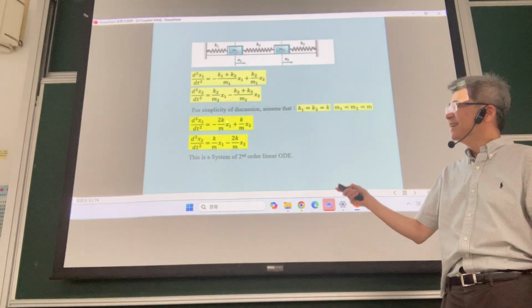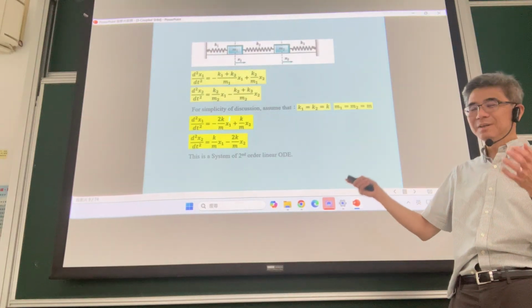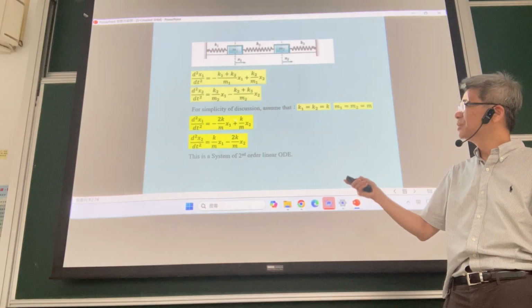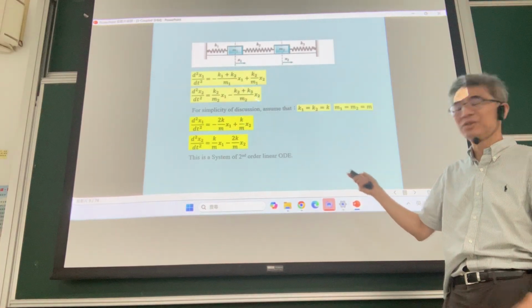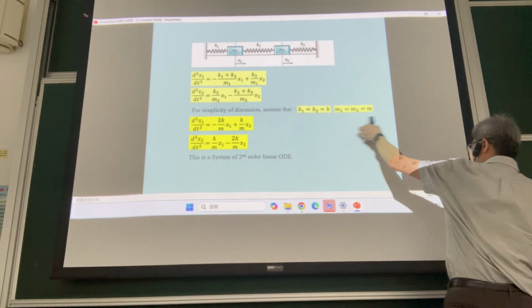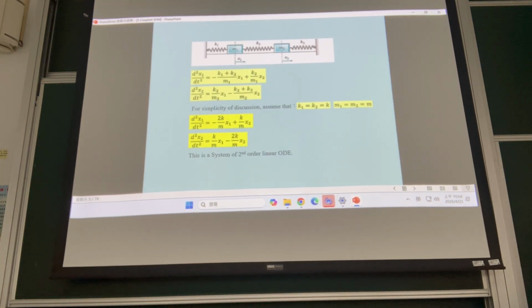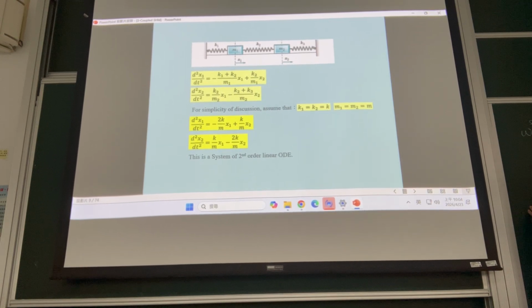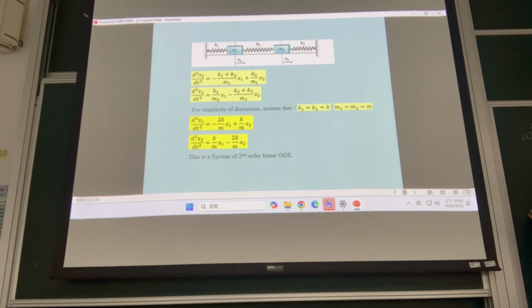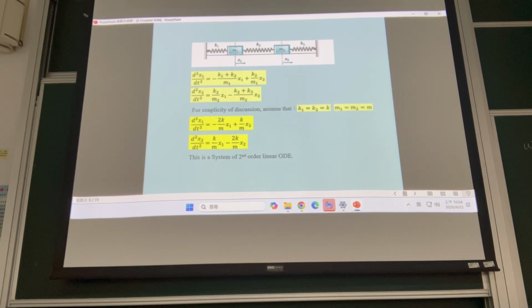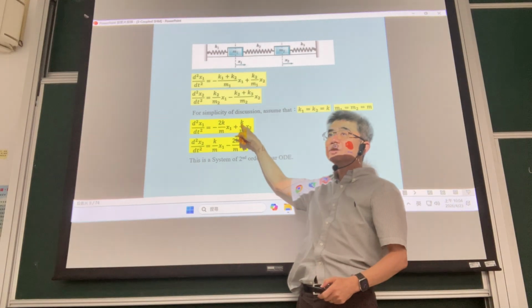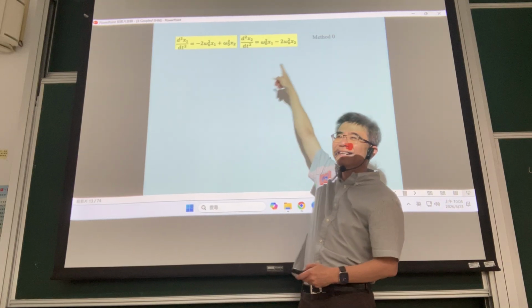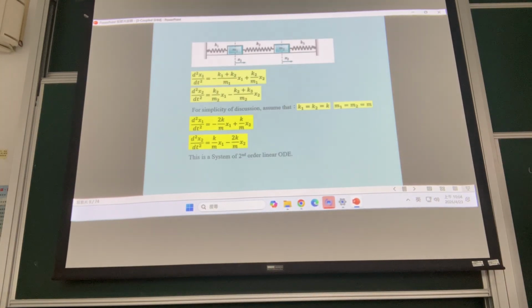Oh, sorry, I missed one line. And in order to make the notation even simpler, I'm going to assume that K over M is equal to omega 0 squared. Sorry, originally I have this formula here, so I write it down here. So I assume omega 0 is equal to square root of K over M. Okay, so this will be omega 0 squared. This will be 2 omega 0 squared. So in the next, I have already done it in the new notation. So I'll put this line back here.